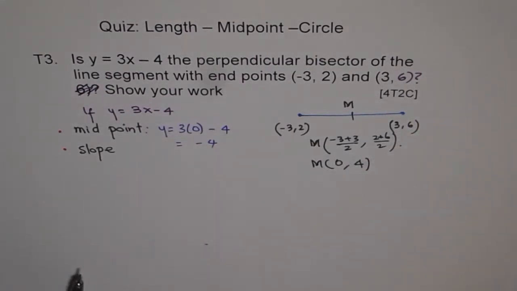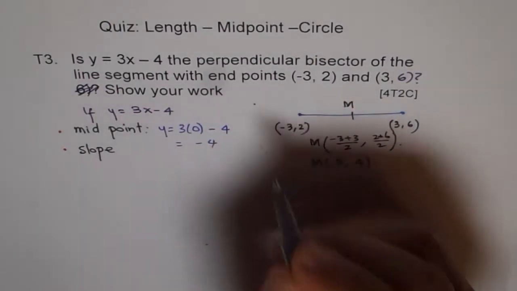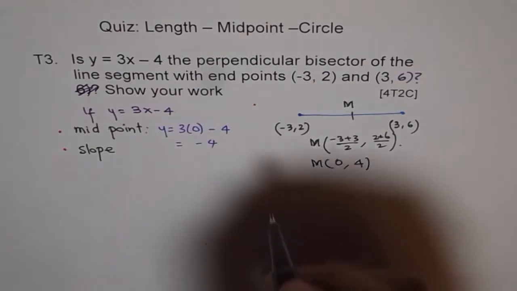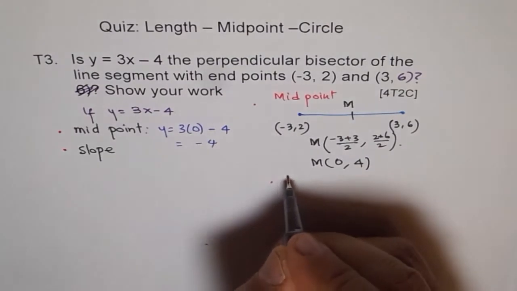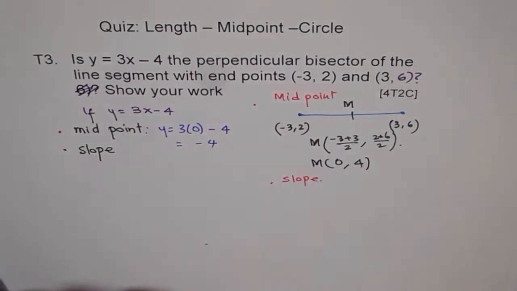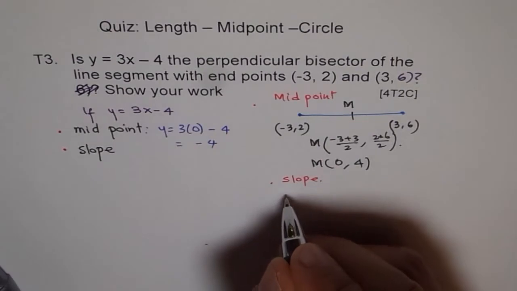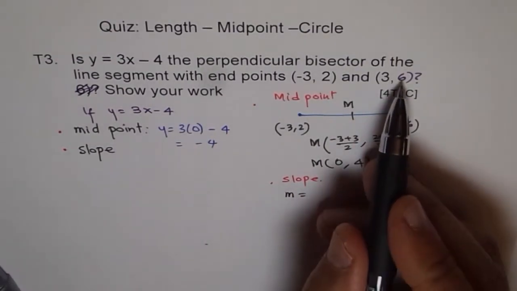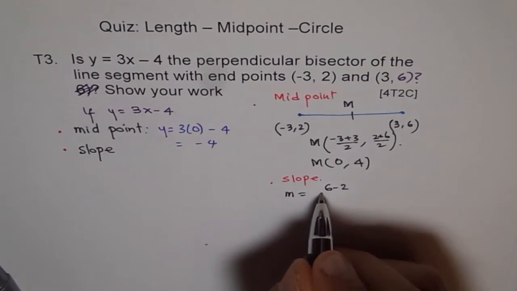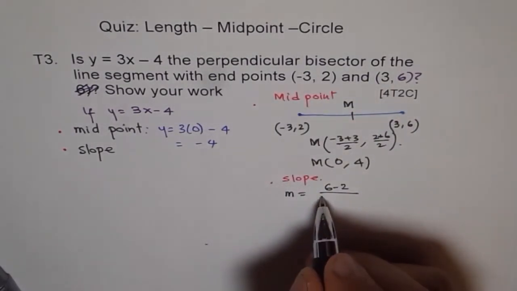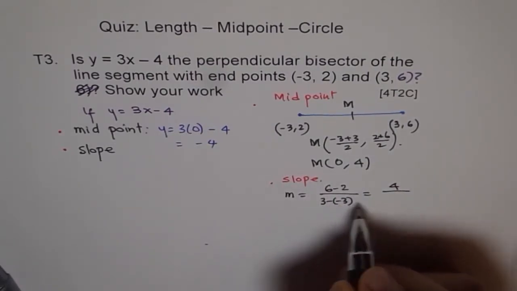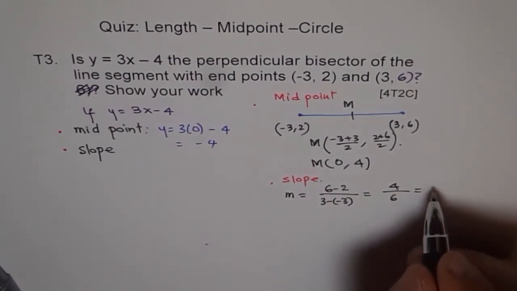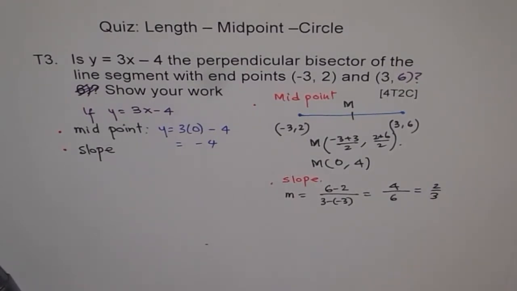Anyway, let's also check the slope. That was our first test, my test of midpoint. The second, I will test for slope. Slope is rise over run, right? So slope is rise over run, that means 6 minus 2 divided by 3 minus minus 3, correct? Which is 6 minus 2 is 4 and 3 minus minus 3 is 6, which is 2 over 3. So the slope is 2 over 3.